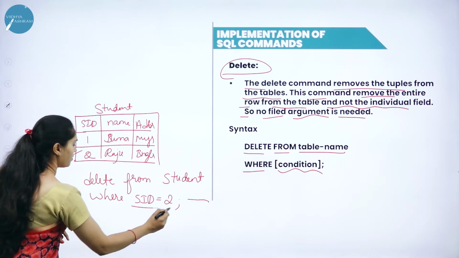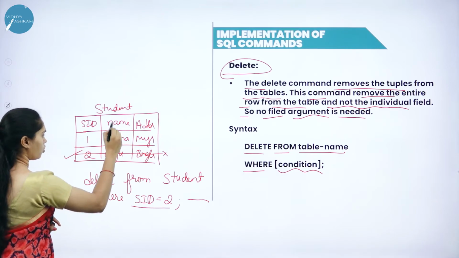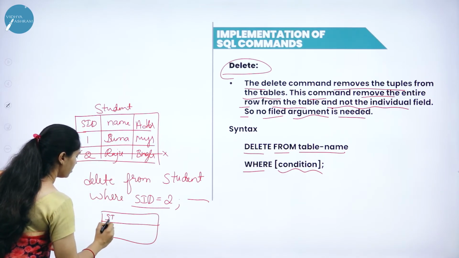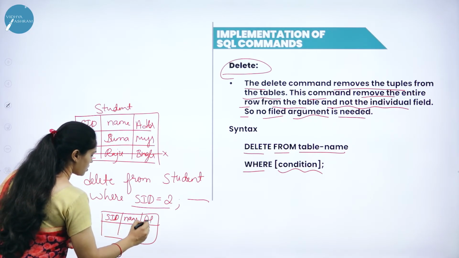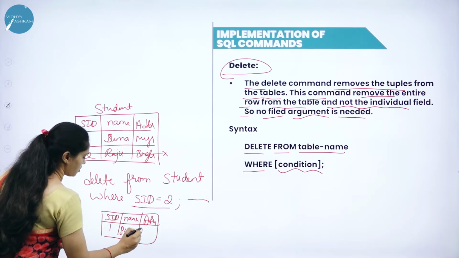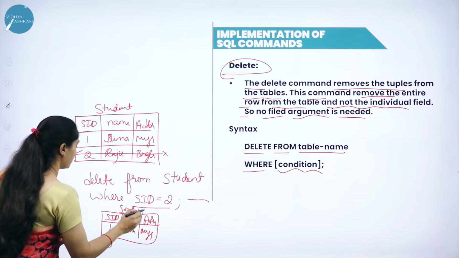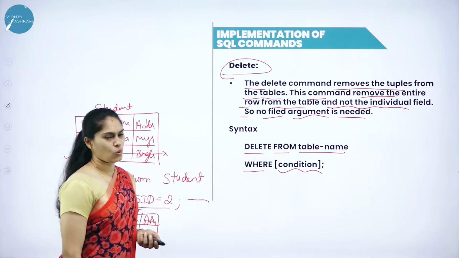So what is it going to do then? It is going to delete this entire row. So we have only this student table with only one row, that is student ID, name and address. So this will be like 1, Suma and then Mysore. This is how the student table is going to look after this delete command. This is how this delete is going to work.